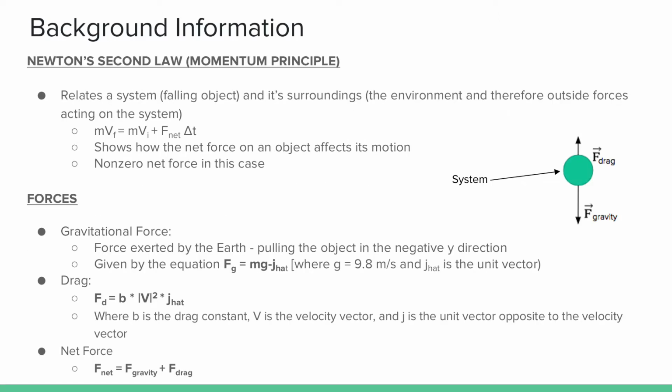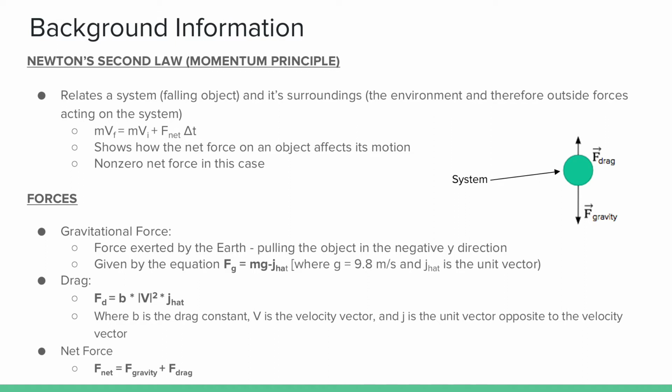The main concepts and equations that were implemented in the computations for this lab were mostly depending on the fundamentals of Newton's second law, or the momentum principle, which uses the relationship between a system and its surroundings to analyze its motion by using the net force, by using the formula mass times velocity final equals mass times velocity initial plus net force times the change in time. In this experiment, there is a non-zero net force present.